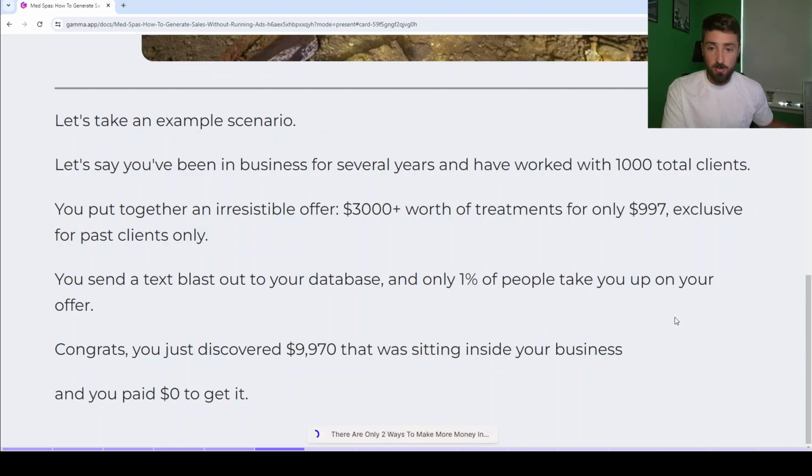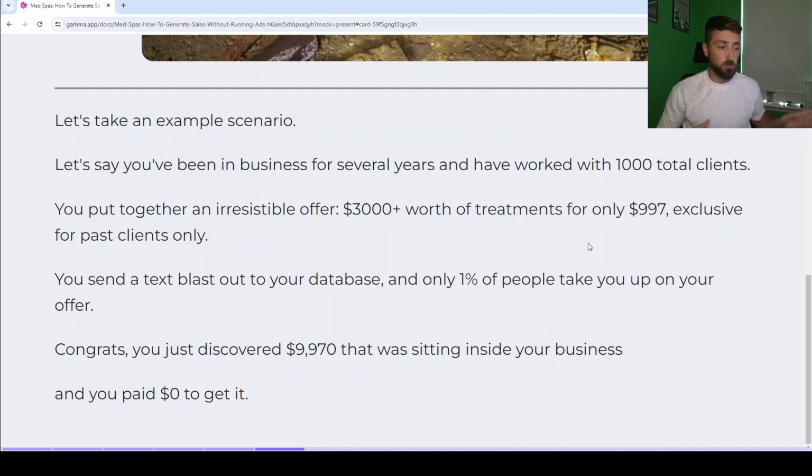You send a text blast out to your database, and let's say that conservatively only 1% of people actually take you up on your offer, right? So let's just use small numbers here. Congrats, you just discovered $9,970 that was just sitting inside your business and you paid $0 to get it, right? Because if we have our 1,000 total clients and only 1% of people say, yep, I would like to take you up on that offer, that's 10 people that just paid you $997, right?